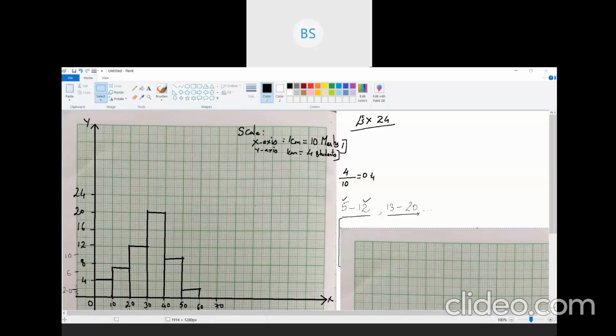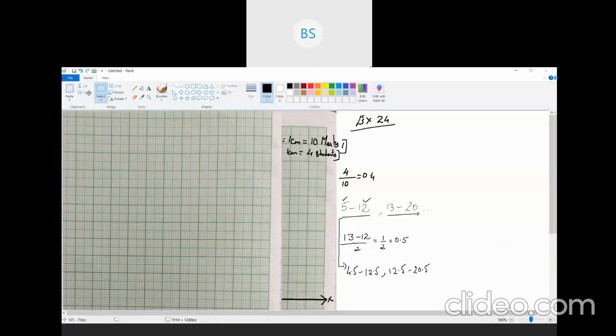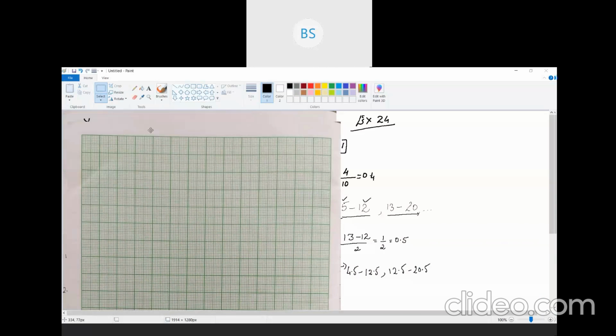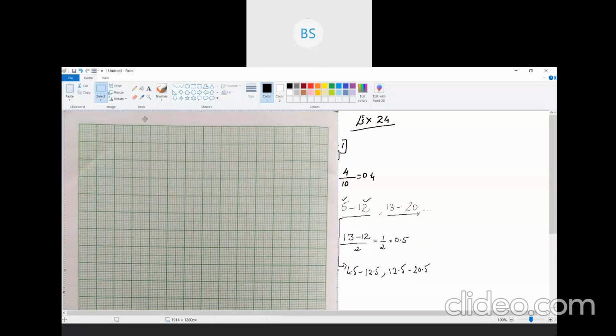So only this is the difference of what we do. After that we have to plot these continuous class intervals and draw the histogram as we did in the previous one.